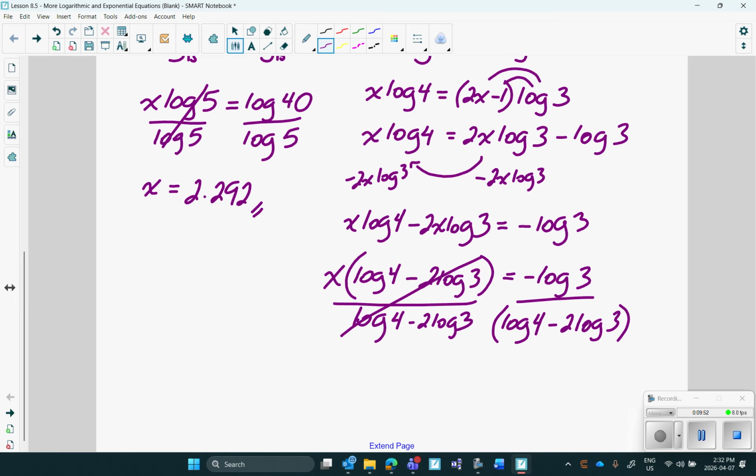If you don't use the parentheses correctly on your calculator, you may get an incorrect answer. What did you get? 1.355, so you did it right. Excellent. Good job.